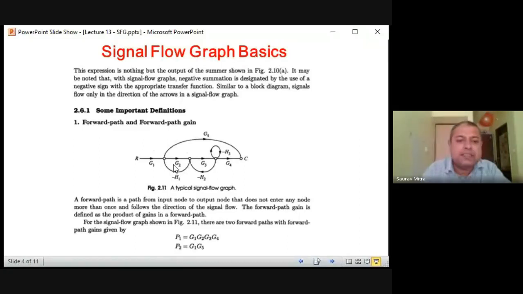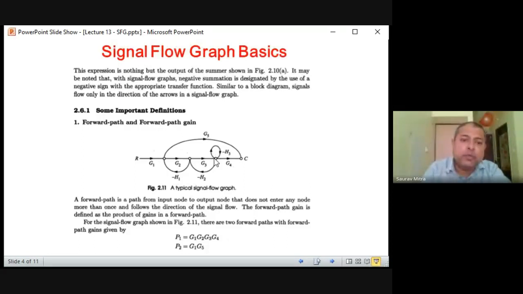So one loop gain is minus G2H1. This is one loop gain. Another loop gain will be minus H3 into G2. Another loop gain is minus H1. So this is something you have not seen in block diagram. This is called a self loop. Starting point and end point are the same with a negative feedback. So exactly what kind of circuit gives you a self loop, we will discuss later.